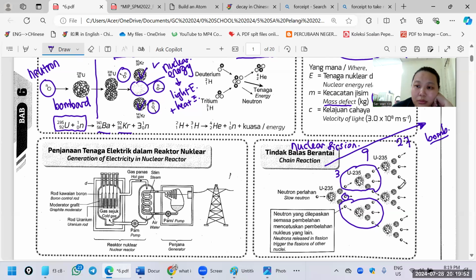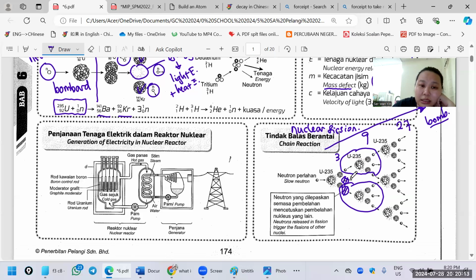Okay, so the good news is we can control the neutrons. If we don't want so many explosions at once, we just absorb the neutrons or we slow down the neutrons. We will learn this. This is the safety precaution here. So it will be controlled by what? Boron control rod and graphite moderator. And this is the uranium rod.